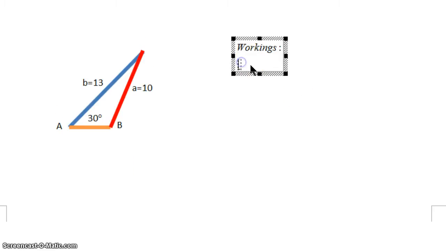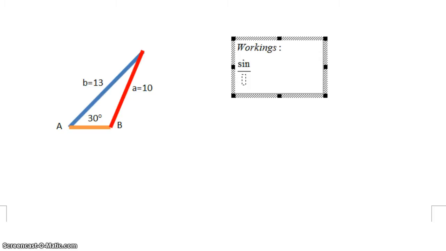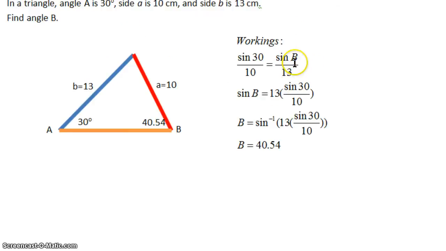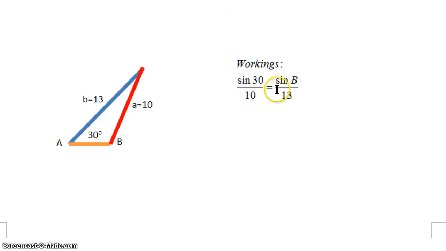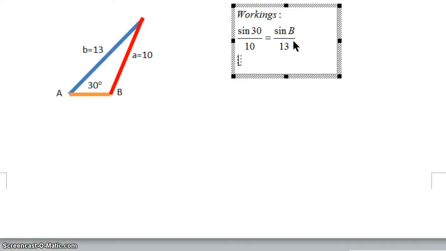Okay, so I hope you have tried it. All right, so let's actually do this together. So I'm going to have the fraction sine of 30 degrees over 10 is equal to the fraction sine of B over 13. But hey, that looks exactly the same as what we have here, right? Exactly the same. This line over here is exactly the same as the line I have over there. So if I continue to solve this, my B is going to be the same as what I have earlier, 40.54.